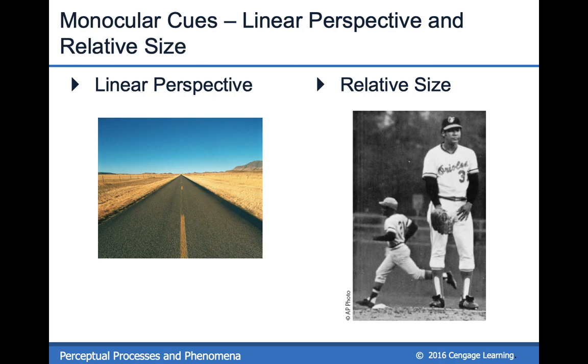So some monocular clues are linear perspective and relative size. On the left, we have linear perspective. That's if you look at a straight road, and it goes off into the horizon, it actually gets smaller as it moves away from us. We don't really necessarily notice that very often, but if you've ever taken an art class, you know about keeping linear perspective consistent. On the right, we have what's called relative size.